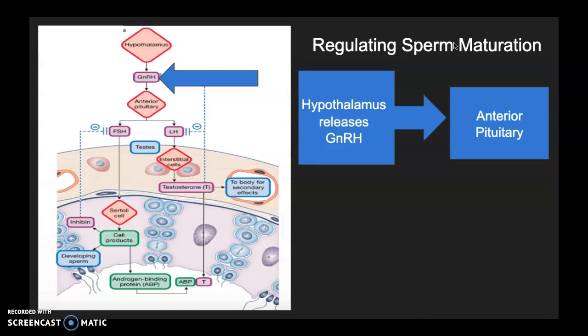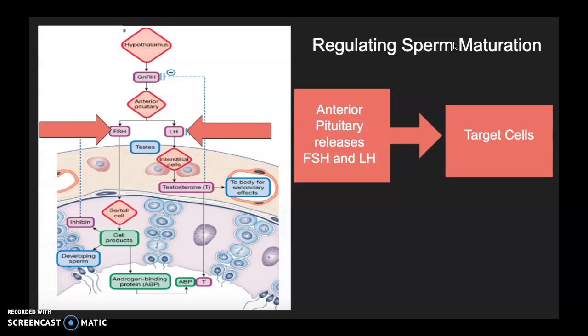Regulation of sperm maturation is under hormonal control. Classically, the hypothalamus and anterior pituitary are involved in this. The hypothalamus releases a hormone known as GnRH, or gonadotropin releasing hormone, which stimulates the anterior pituitary. The anterior pituitary produces two hormones in response to GnRH: FSH and LH, or follicle stimulating hormone and luteinizing hormone. Each of these hormones has a very specific target cell found within the tissues of the testes.